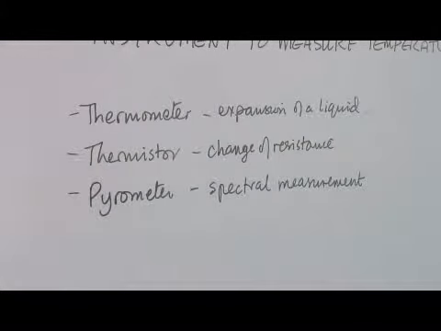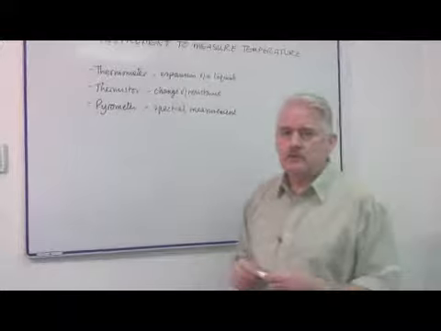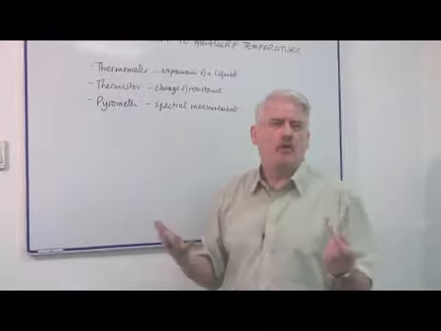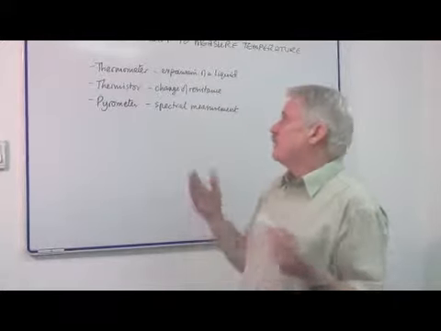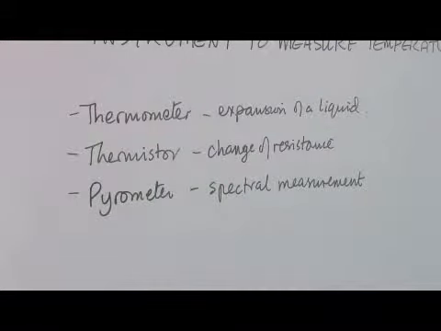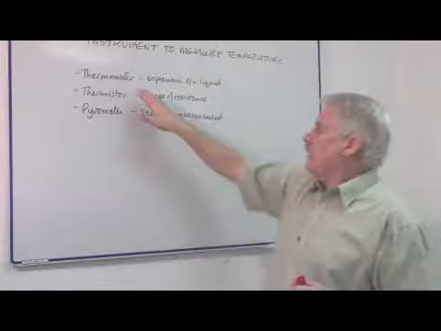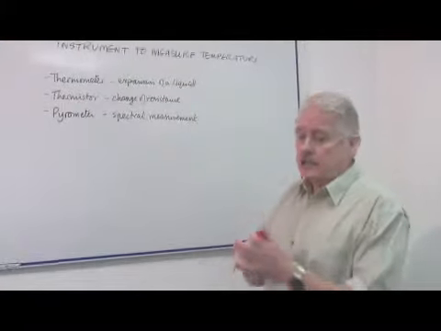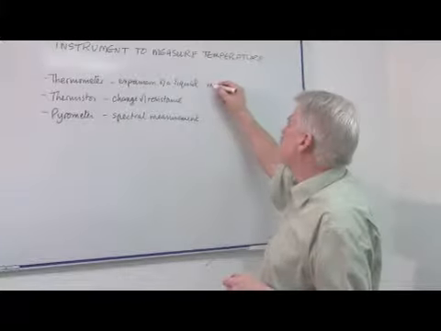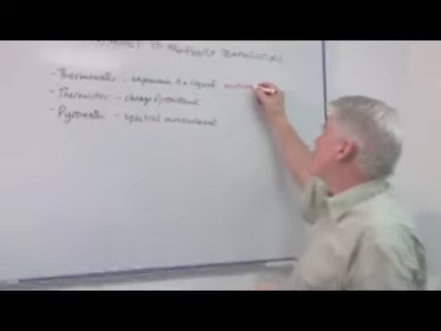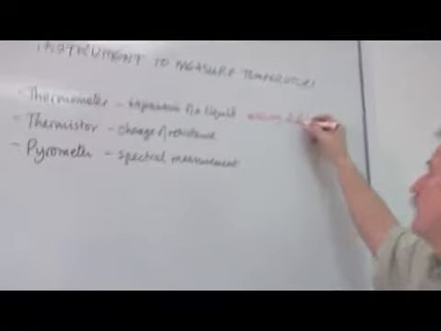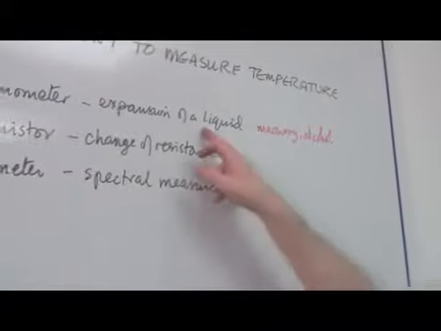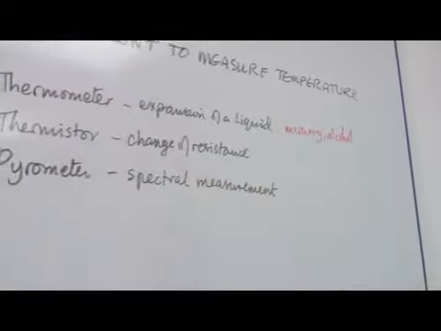But this isn't the only instrument used to measure temperature, although many of the other instruments could also be called thermometers, because thermo is heat, meter, so it's a temperature meter. A thermometer works on the basis of the expansion of a liquid. The liquid is usually mercury or alcohol. And those are the two that are commonly seen in a thermometer.